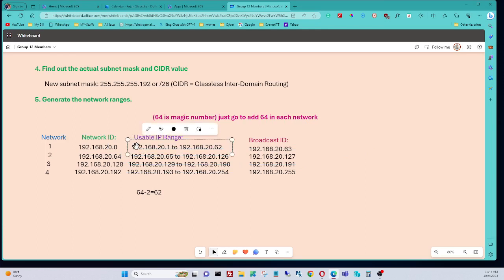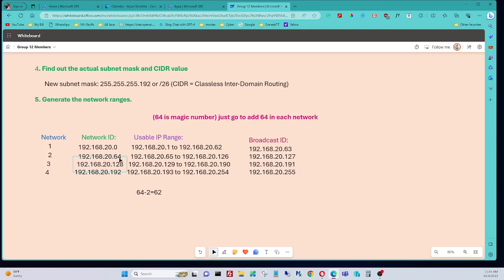And then you have the usable range. You can use these in any network. You cannot use the first and last, but between the first and last IP, you can use that as your usable host IP range, right? So 192.168.20.1 to 192.168.20.62. Here is 63, right? And 64 here. So we can calculate it like this, right?